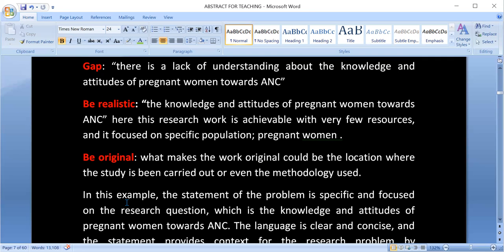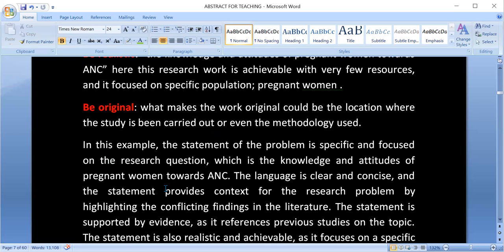It is original in the sense that what makes the work original could be the location where the study is being carried out, or even the methodology. Yes, maybe this research is carried out in Ubomiri. So maybe in that place, nobody has carried out the same research with the same methodology. That makes what? Original.